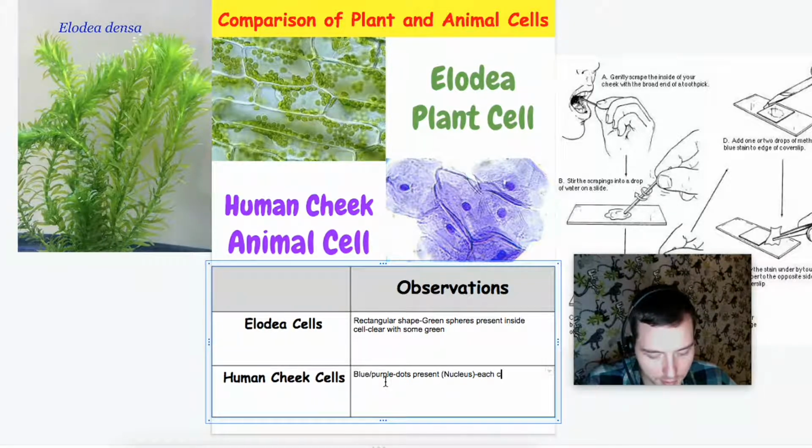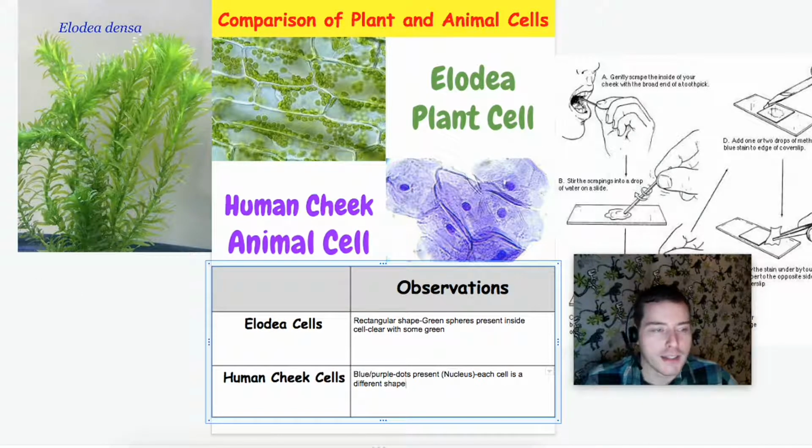Each cell is a different shape, kind of like a jigsaw puzzle, where each one of these is a different shape, but they fit together pretty nice. And also make sure you put down any other observations that you see.